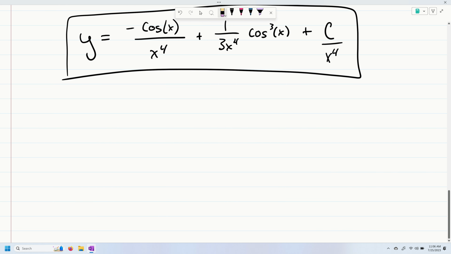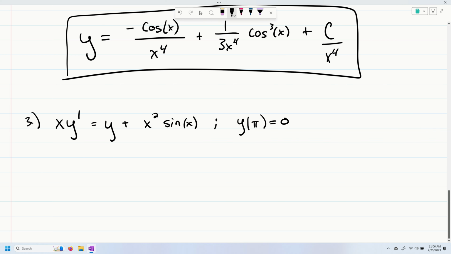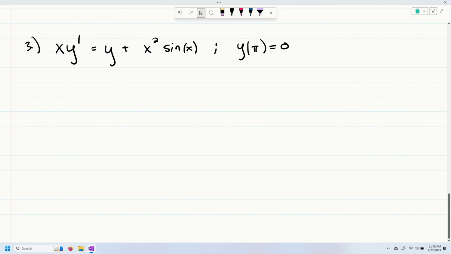In this next problem, we will do an initial value problem. So let's do x times y prime equals y plus x to the second times sine of x with initial conditions y of pi equals 0. So the first thing we want to do here is get this into standard form. So what we're going to have to do is subtract y from both sides.